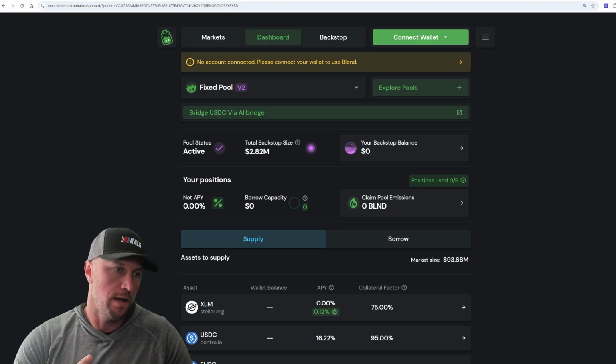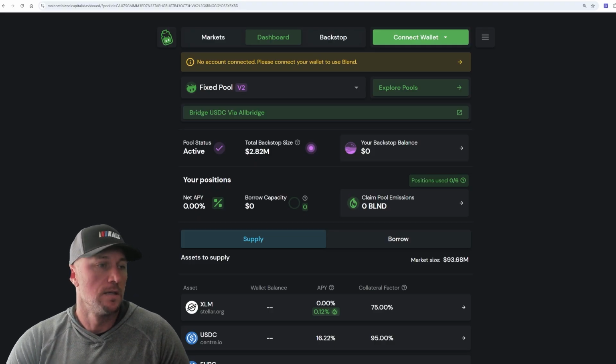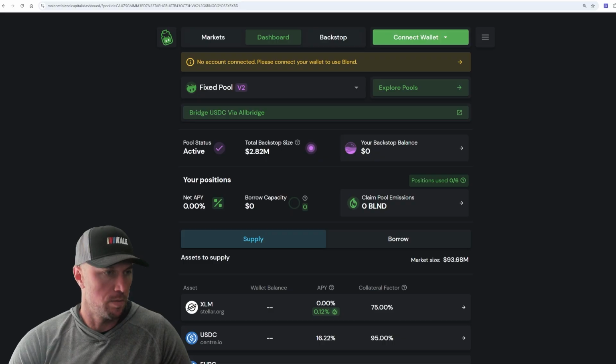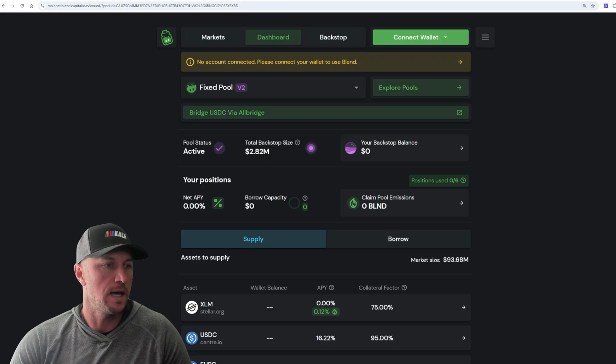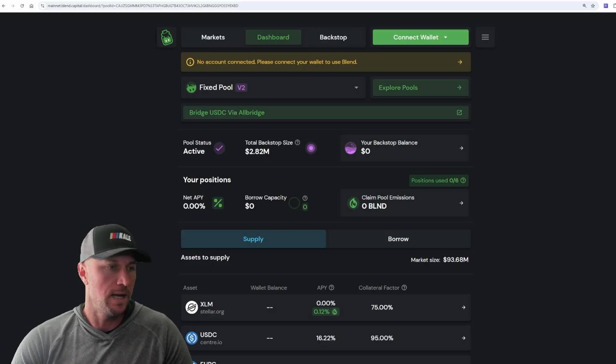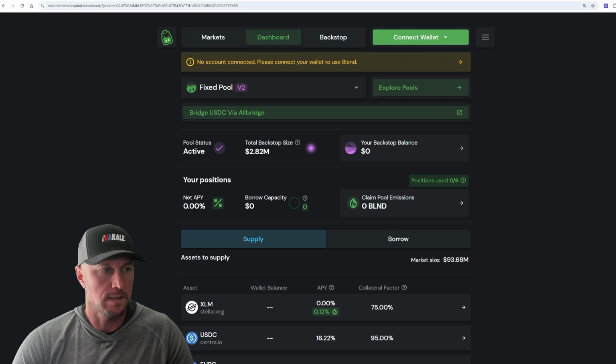Finally, type 3, bad debt auctions. Sometimes liquidations don't fully clear a position. Markets can move fast, and if a borrower's collateral drops to 0 before liquidators can act, you're left with debt that has nothing backing it. That's bad debt, and it gets transferred to the backstop.